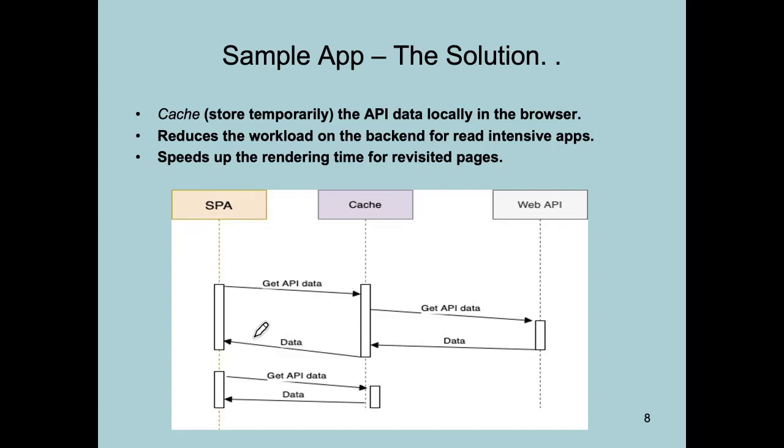Subsequently, when the React app asks the cache for the same data by specifying the same key, the cache will now realize, I have that data. I don't need to go to the backend, and it'll just provide it immediately. Simple as that, really.